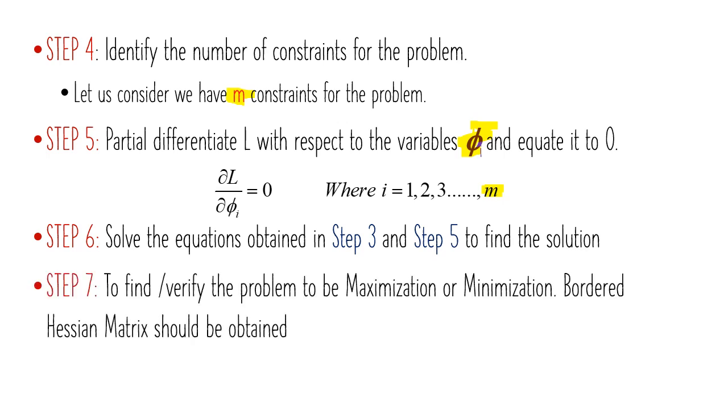Next, step 7. To identify whether the problem is a maximization or a minimization problem, we are going to build up a bordered Hessian matrix. In most problems, they will specify whether it is maximization or minimization, and in some problems they won't specify, they will just give an objective function. So we have to identify whether it's a maximization or a minimization problem.